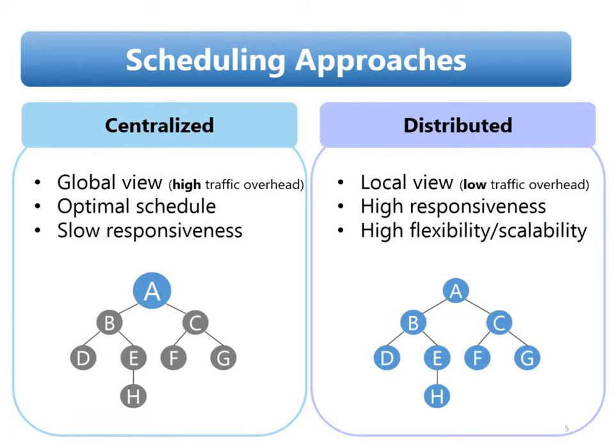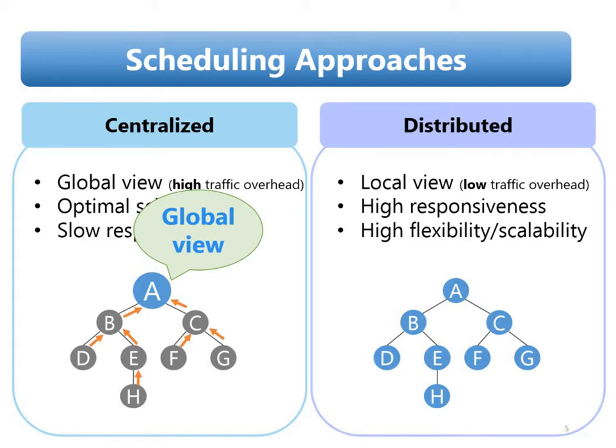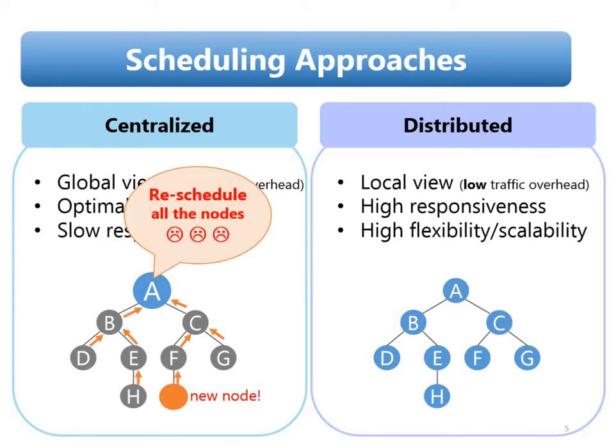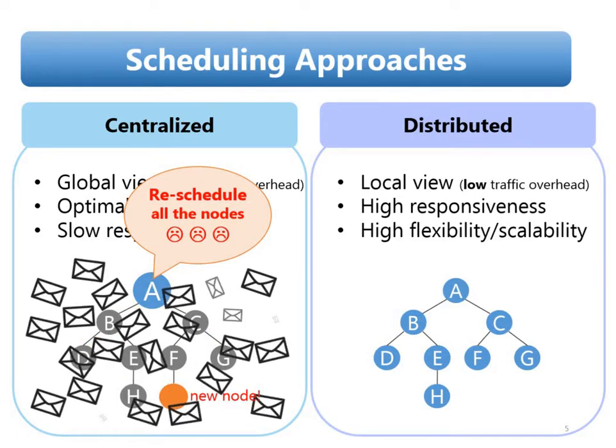TSCH scheduling methods are categorized into centralized and distributed. With the centralized scheduling method, a central node collects all the network information and takes a global view, so optimal scheduling can be created. And the central node distributes each node's schedule over the network. If the network topology is changed due to a new node join event, the central node should repeat this process. So, this method lacks flexibility and scalability, with high traffic overhead.